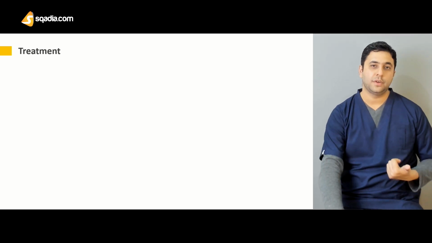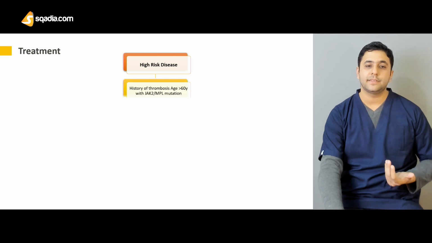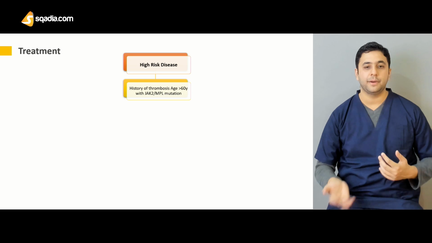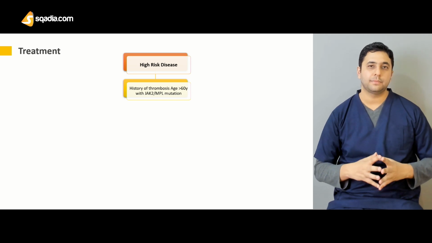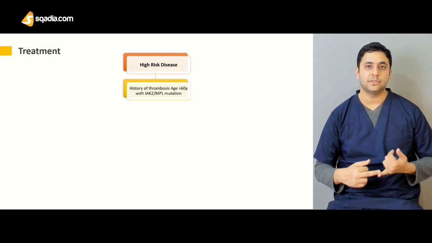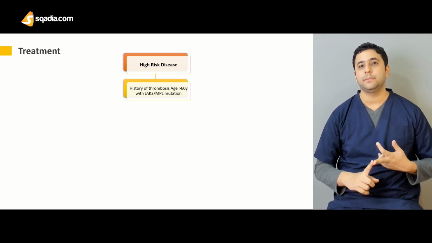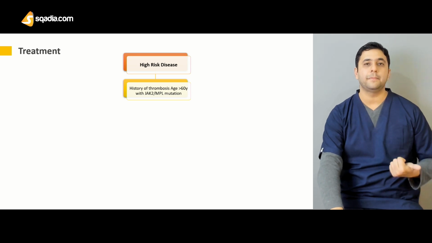Now let's move forward to the last part of our treatment slide, which is basically the high-risk disease patients. The high-risk disease patients will either have a history of thrombosis or they will be older patients, greater than 60 years old, with JAK2 or MPL mutations. So they will have a lot of risk factors positive for the disease. They will have a history of thrombosis, they will be a more older population, and the genetic mutation will also be present. So they are the very high risk category which can develop thrombotic or hemorrhagic episodes.